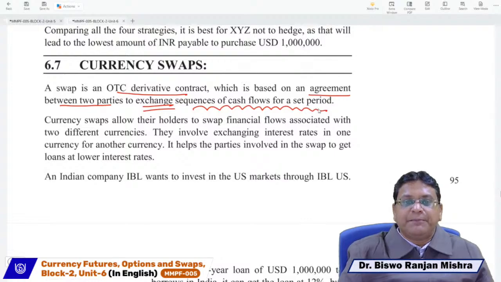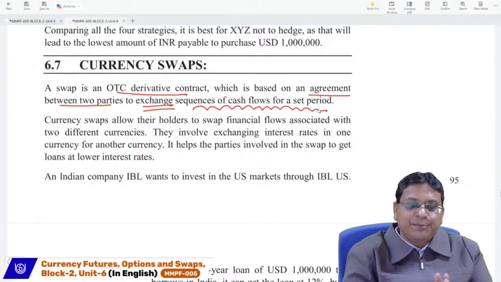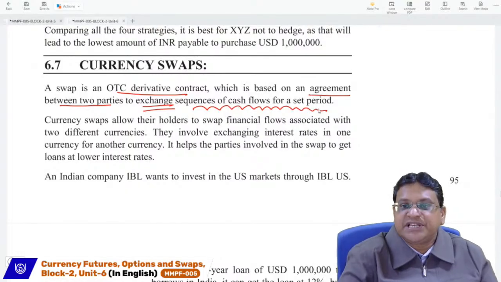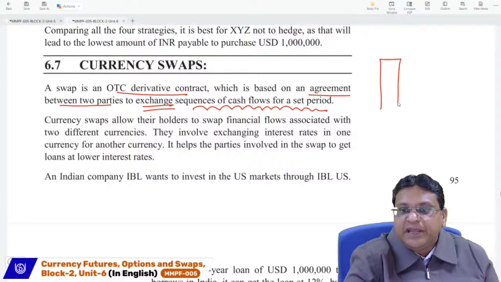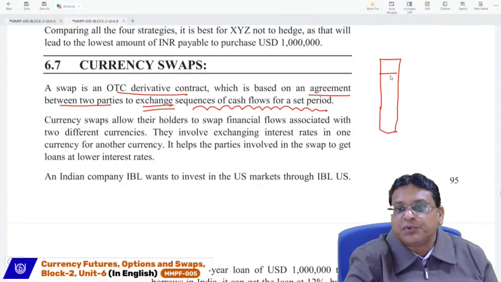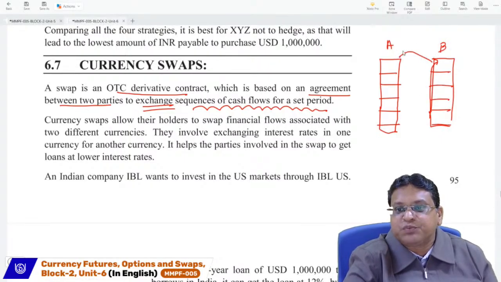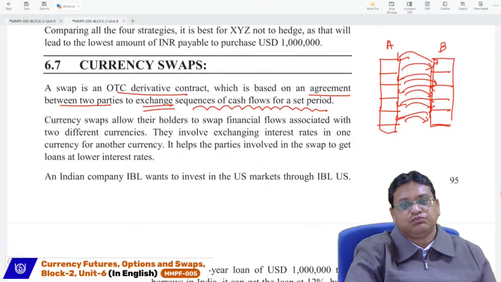A currency swap is a privately made agreement between two parties. It is an agreement to exchange a series of cash flows. A series of cash flows means there will be an exchange of 5-10 cash flows. Cash flow 1, cash flow 2, cash flow 3. There are two parties, A and B. There are 8-10 cash flows which will be exchanged on different days. It will pay this, it will pay this. There will be an exchange of cash flows. Okay.